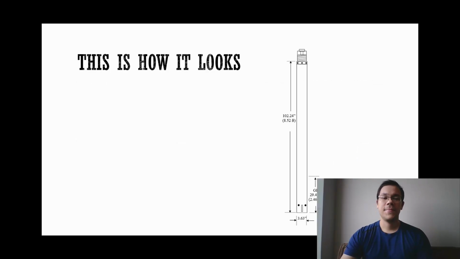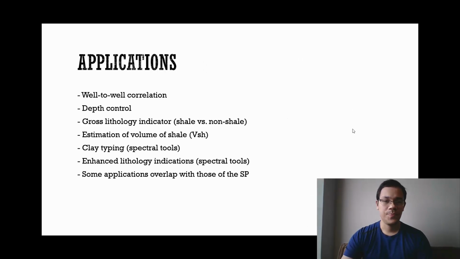Alright, now we'll discuss the gamma ray. So, this is how it looks. It's not a fancy tool, it's just a tubular, usually with non-movable parts. It should have a mark where the sensor is, and that mark will depend on the manufacturer. Each service company has its own specific dimensions, so you should check the tool diagram or the technical sheet. But yes, that's how it looks.